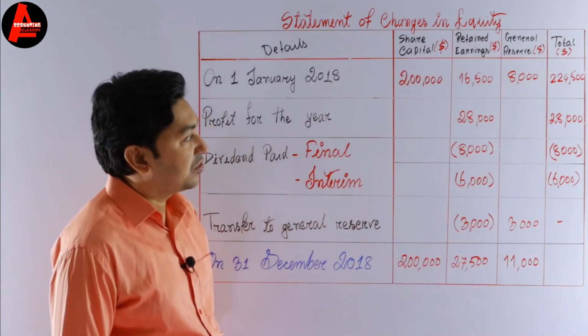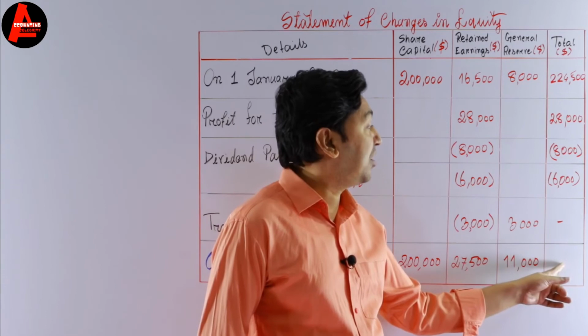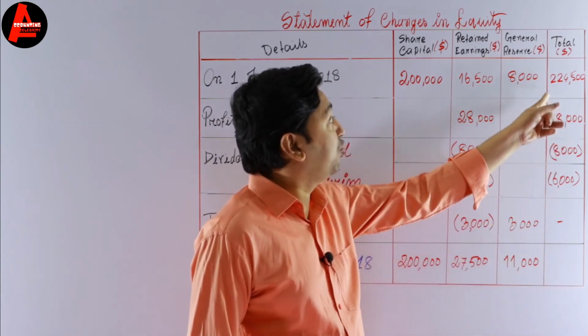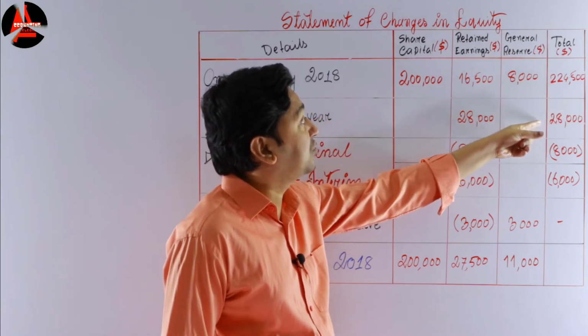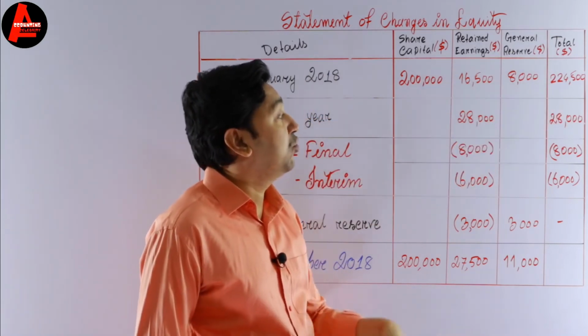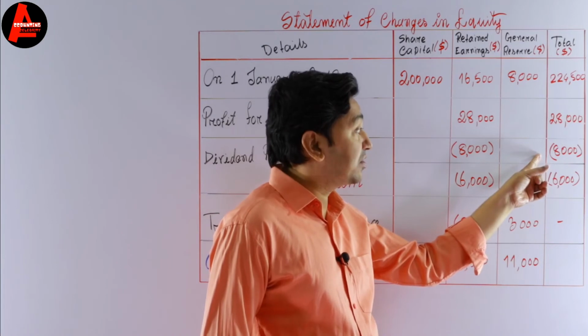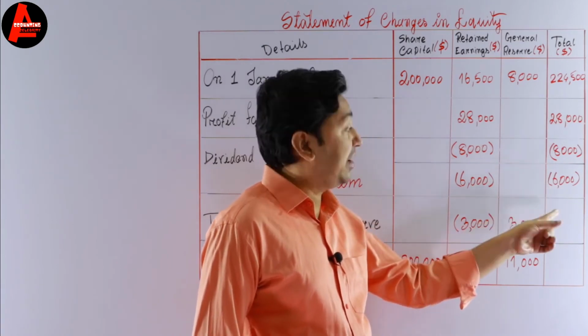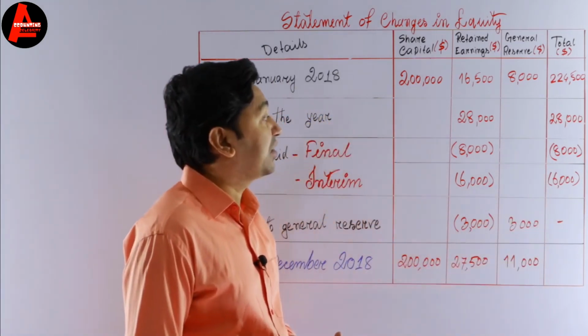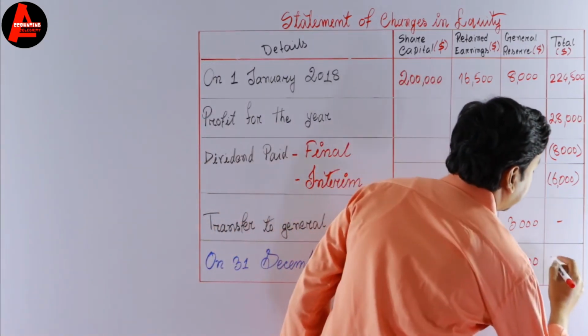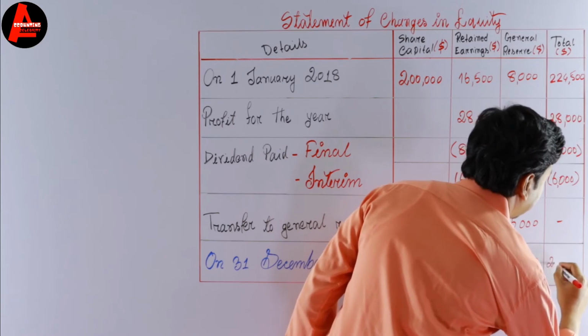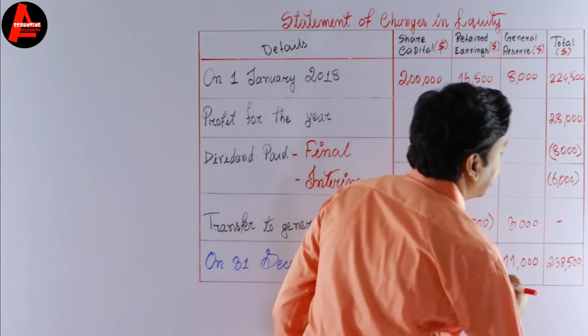Now what to do? We have to total this column. Okay, so here same way like retained earnings column, we will add this and these two values, and from the answer we will subtract $8,000 and $6,000. Here we have nothing. So if we calculate, what we get here? Well, if we say it is $238,500, then you are correct.